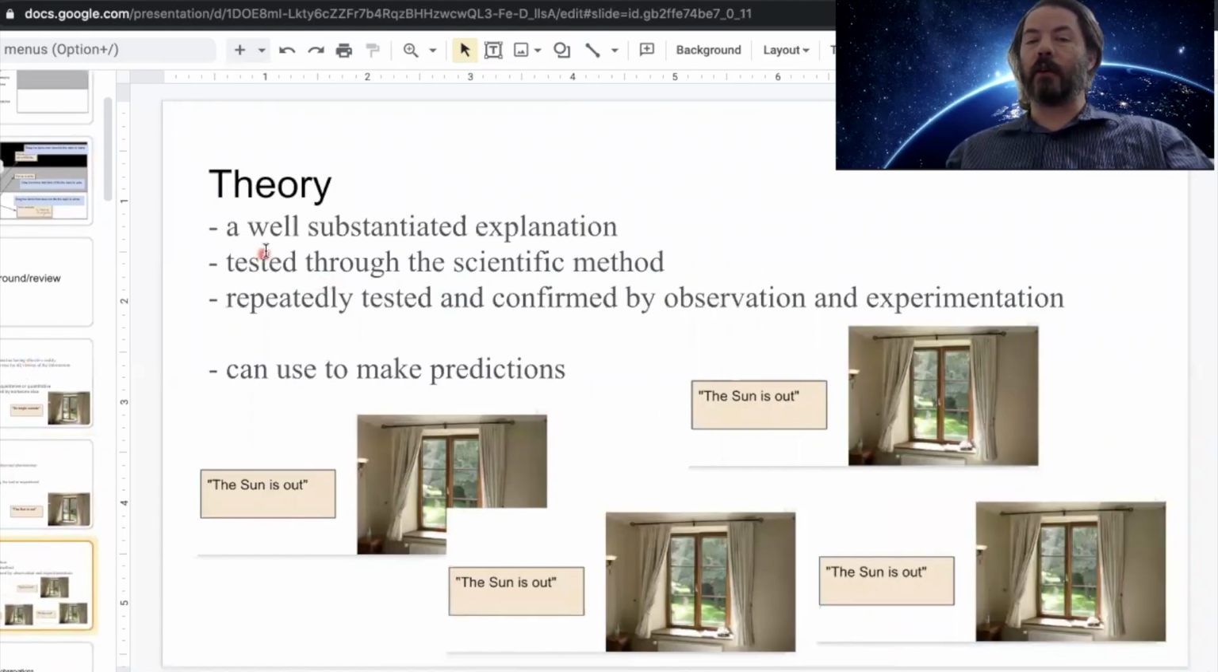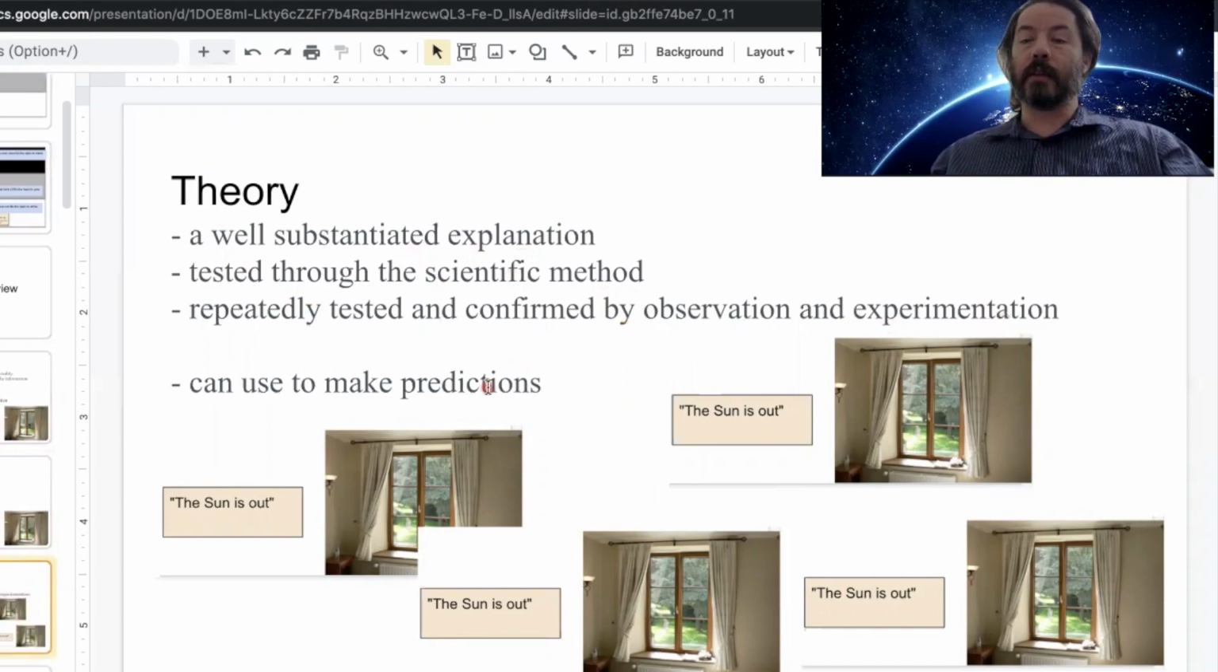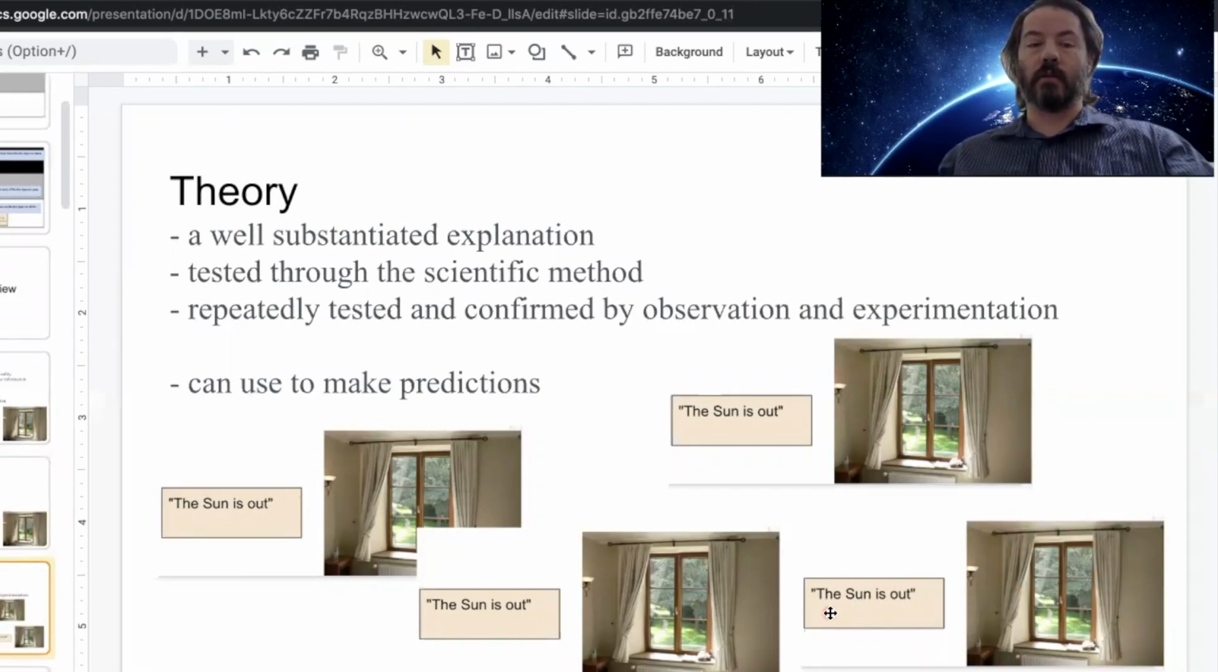Then a theory would be a well-substantiated explanation tested through the scientific method, repeatedly tested and confirmed by observation and experimentation, and can be used to make predictions. So we see that it's bright outside. We go outside and look. Wow, the sun is out. So now we have a theory that every time we see that it's bright outside, the sun must be out. So that's a theory. Now we could actually shine a really bright light outside, and then we would have to adjust our theory.